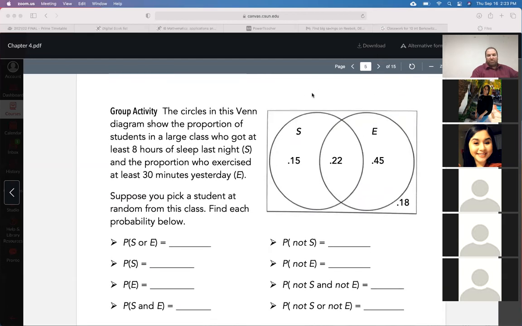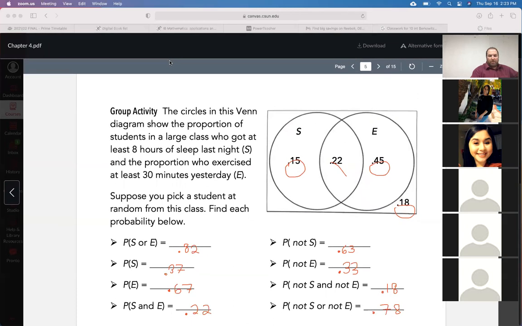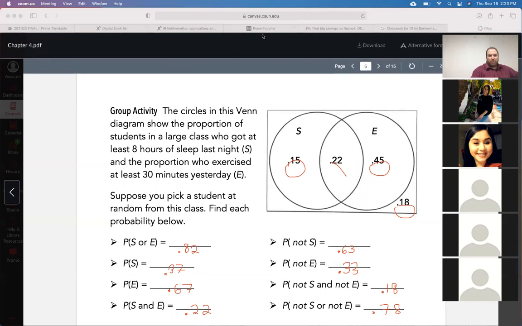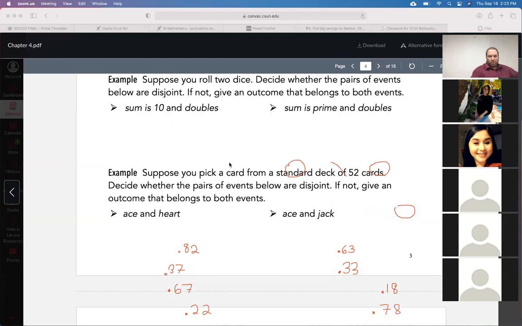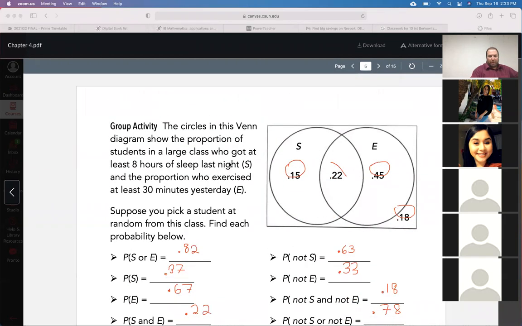By the way, what do you notice? I just deleted everything. I'm not sure if I can undo it. Okay, I can. So what do you notice about, how do I, oh, okay, one second.